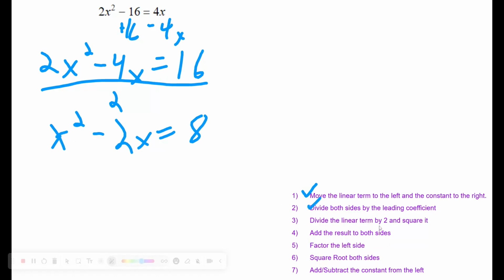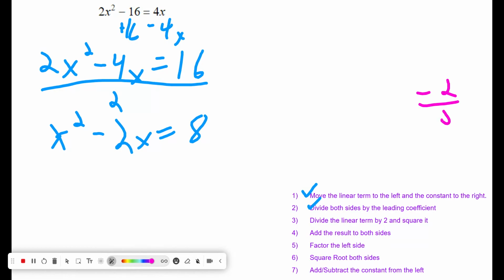Did step 2. Divide the linear term by 2 and square it. I'm going to use a different color here. My linear term is negative 2. I want to divide it by 2 and then square it. Negative 2 divided by 2 is negative 1. Negative 1 squared is 1.